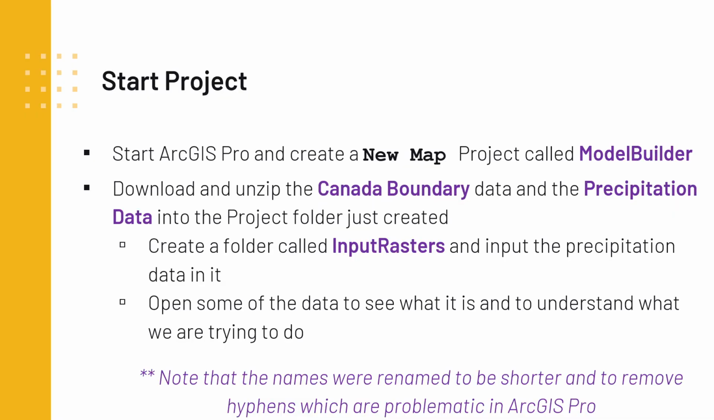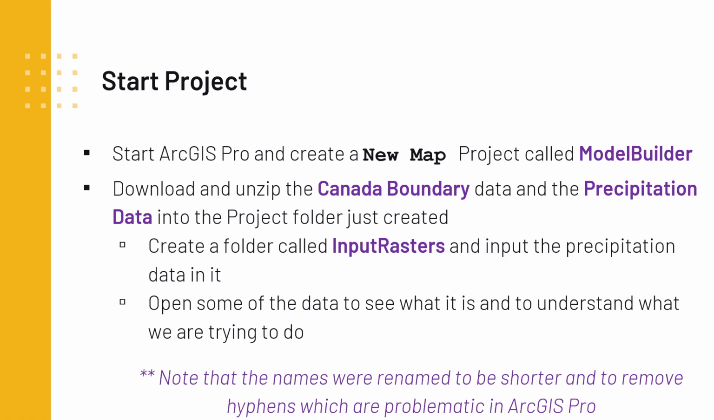Now we're ready to start the project. So start ArcGIS Pro and create a new map project and call it ModelBuilder. I'd like you to download and unzip both the Canadian boundary data as well as the precipitation data into this project folder that you just created.